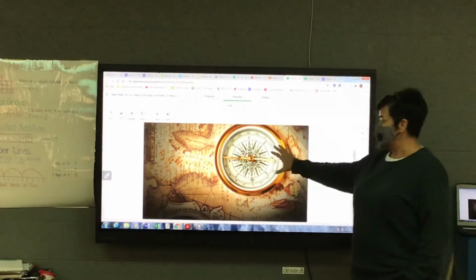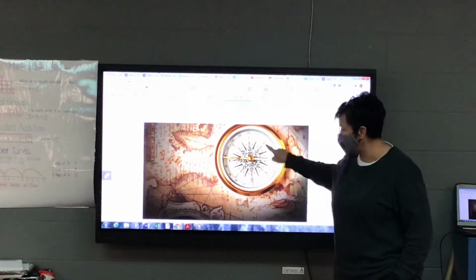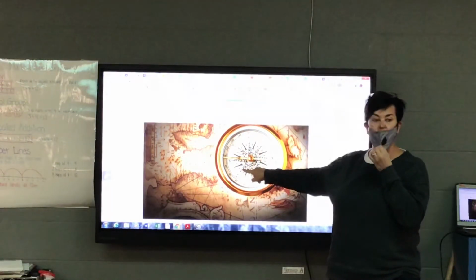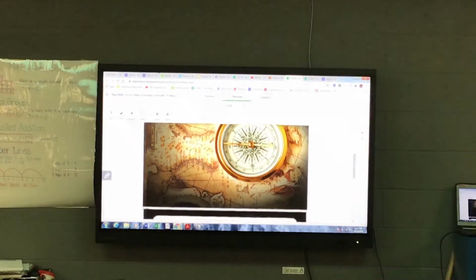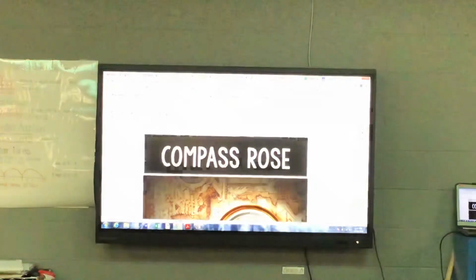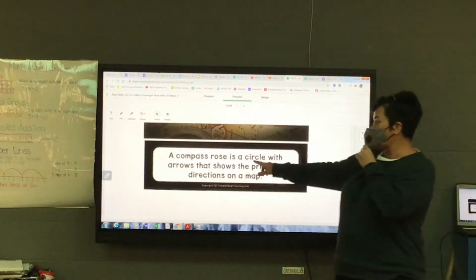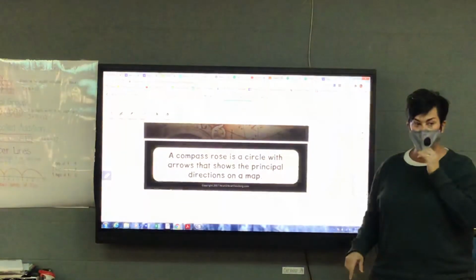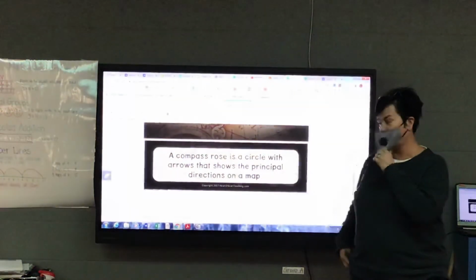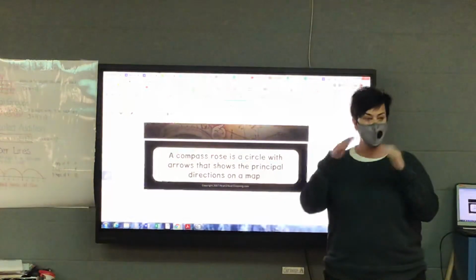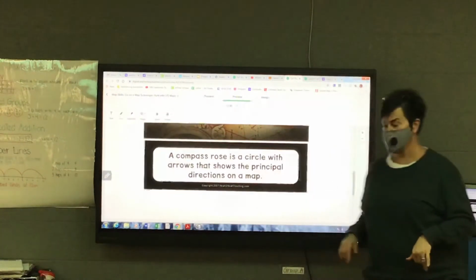All right, so this whole thing is a compass. But this part in the middle right here is called a compass rose. What's this middle part called? Compass rose. Okay, so you see that at the top there, right? Compass rose. It says a compass rose is a circle with arrows. Did that one have arrows? Yeah. That shows the principal directions on a map. So north, south, east, west, northeast, southeast, northwest, southwest. All right.